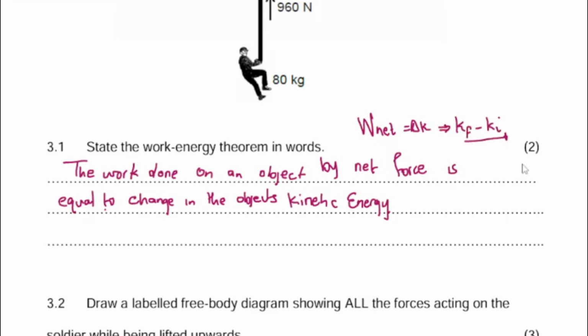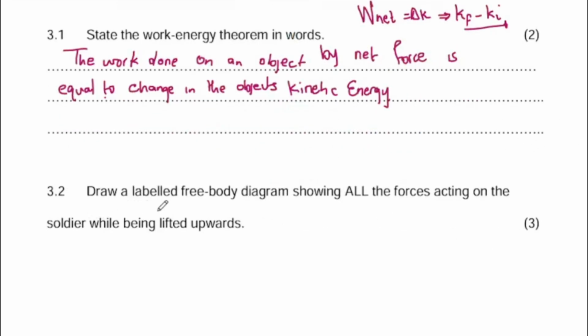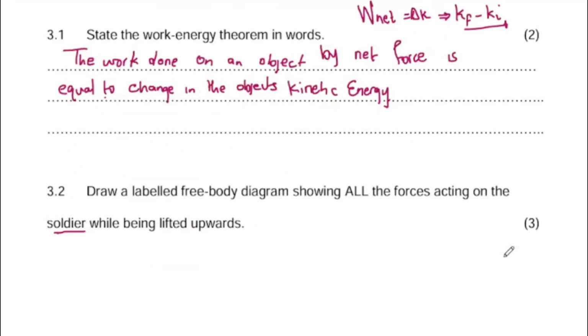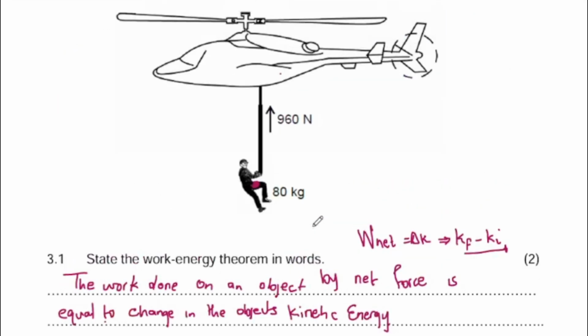Right, it's fine. Let's go and collect those 3 marks. Draw a labelled free body diagram showing all the forces acting on the soldier while being lifted upwards. So this is my guy, and now which forces are acting on him? You need to be very careful. If the question says 3 marks, it tells you that on your free body diagram you need to give them 3 forces.